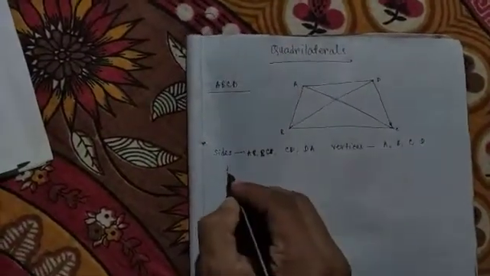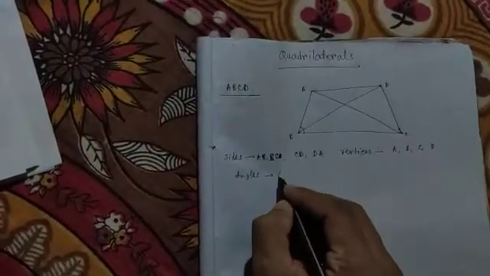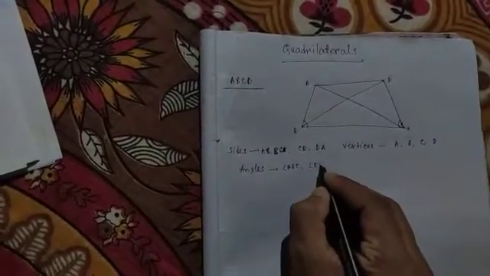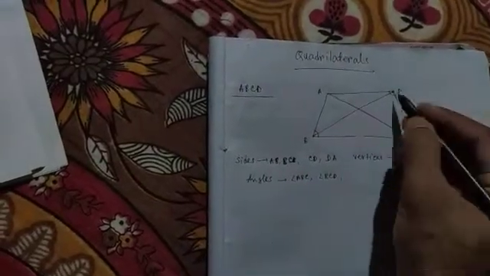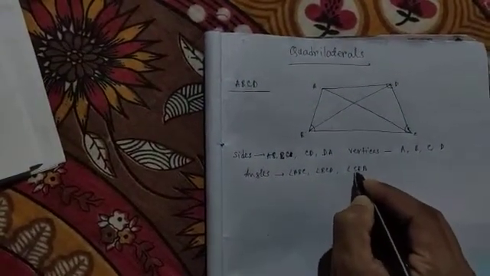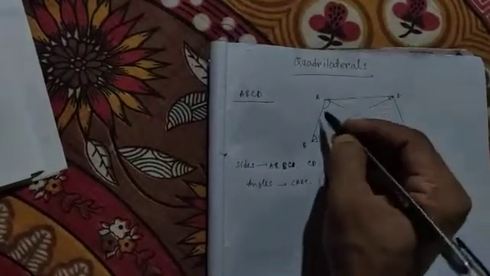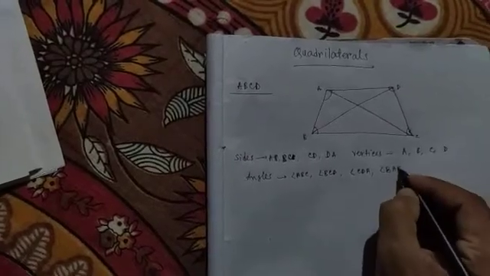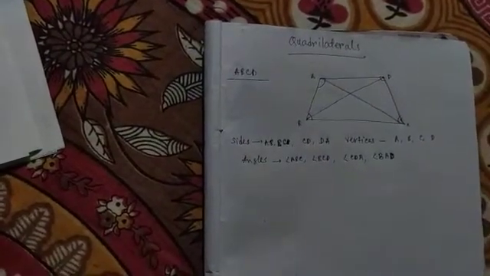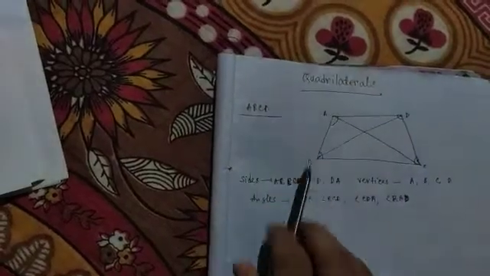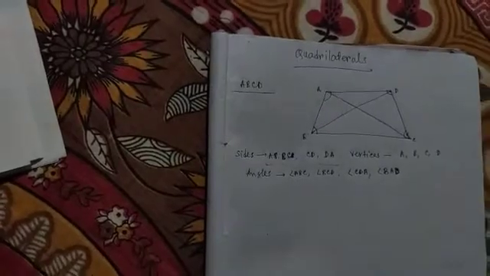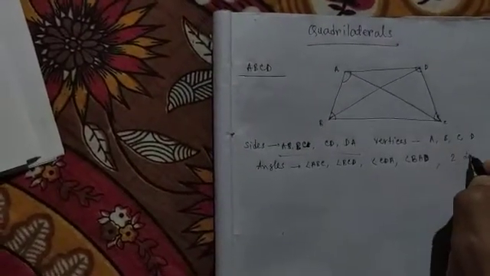It has four angles also. This one is angle ABC, this one is BCD, this one is CDA, and this one is BAD. Clear? So a quadrilateral has four sides, four vertices, four angles, and two diagonals.